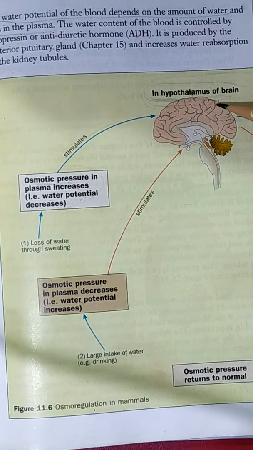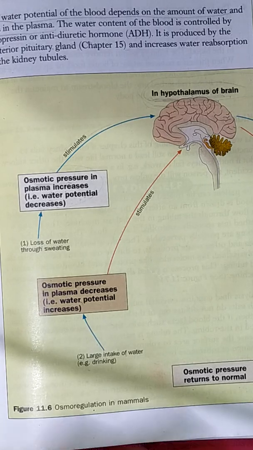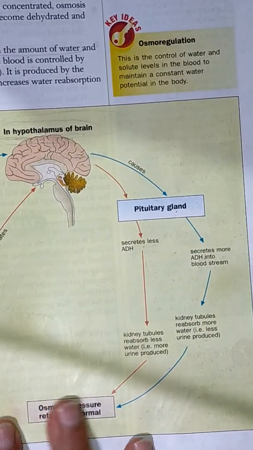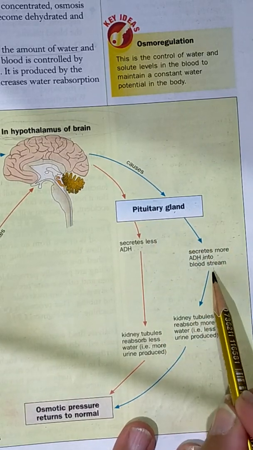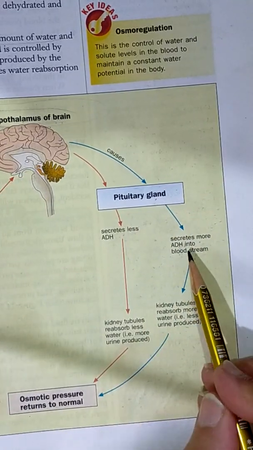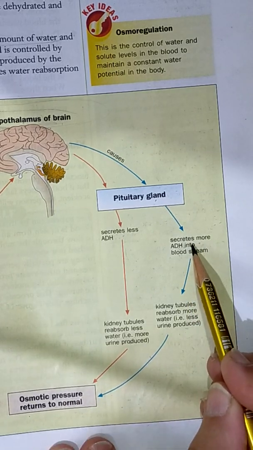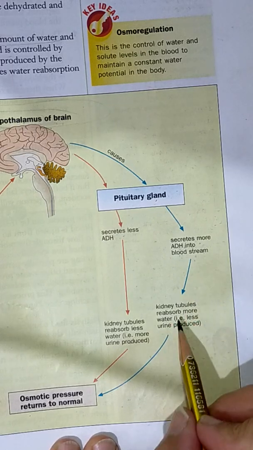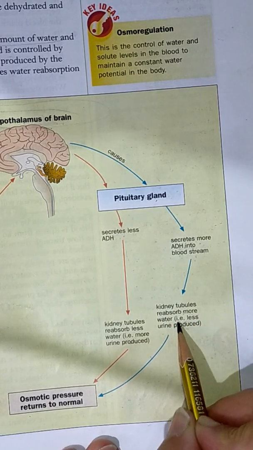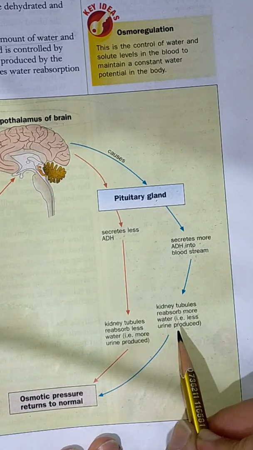As a result of this stimulus, the brain will give an order to the pituitary gland to secrete more ADH or antidiuretic hormone in the blood. As this passes through the kidney region, what will the kidney do? Kidney tubules will absorb maximum water from the blood.